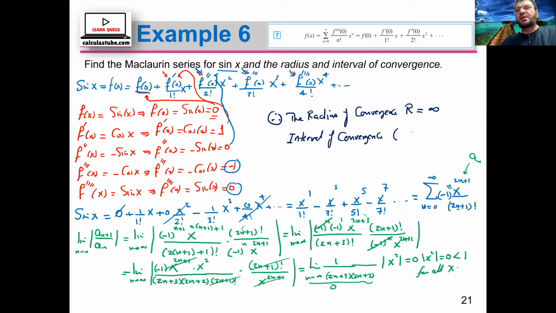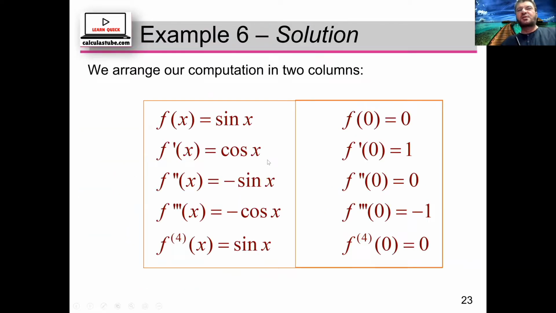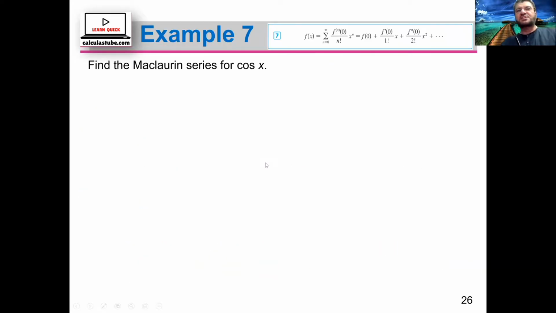It will be from negative infinity to infinity. Now, don't forget, it's the Maclaurin series, centered at 0. So this series for sine x, which we found, is definitely convergent at 0. Where else? It's convergent everywhere: at 0, which is the center of convergence, and everywhere to the right and to the left. All right.